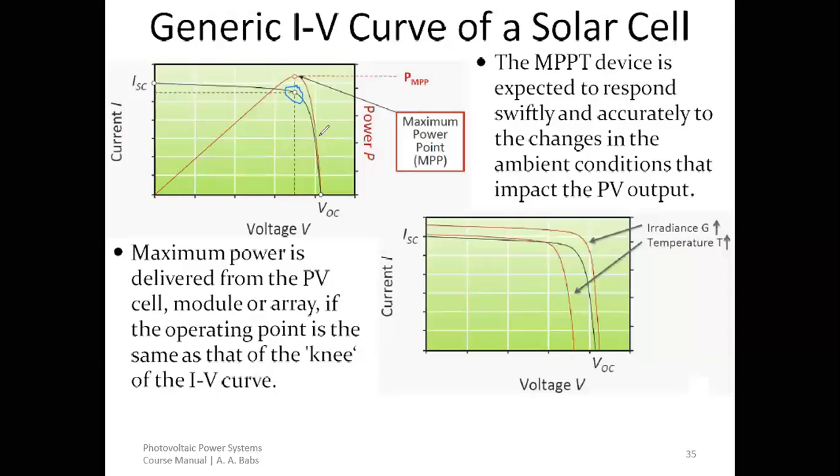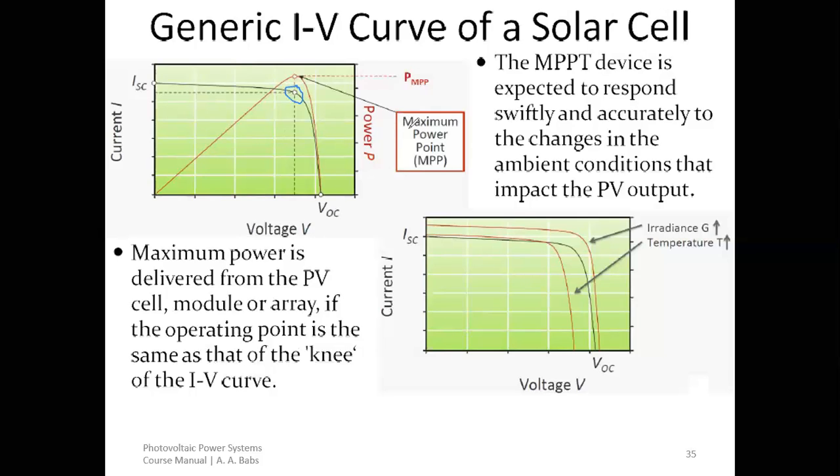The operating point is the point at which the solar module begins to operate. It's the term used to define the point at which the solar module begins to operate. So maximum power is usually delivered if the operating point is the same as that of the knee of the IV curve. That is when you have your maximum power.